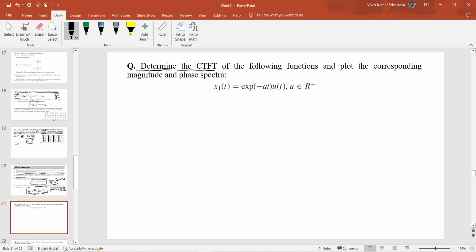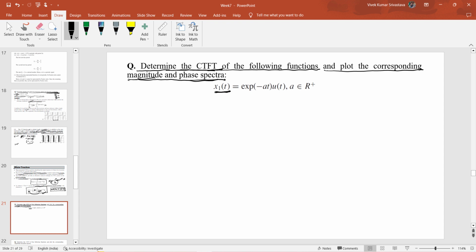Moving to the next problem: determine the continuous time Fourier transform of the following function and plot the corresponding magnitude and phase spectra. So x of t is given to us, and the question says we have to determine the Fourier transform corresponding to this signal, and also plot the magnitude and phase spectra of this Fourier transform.